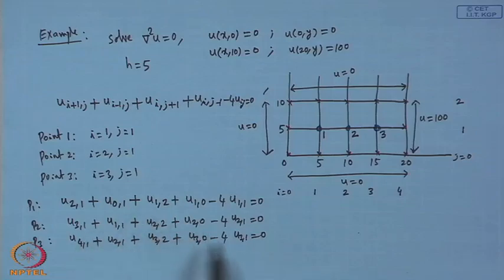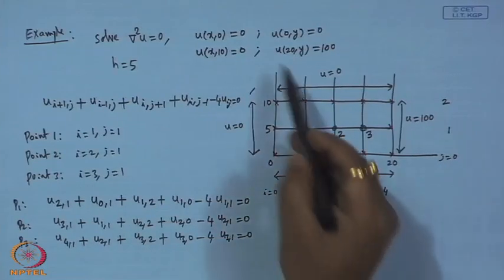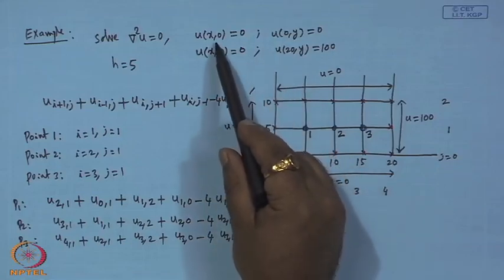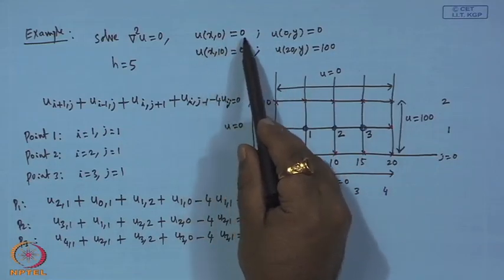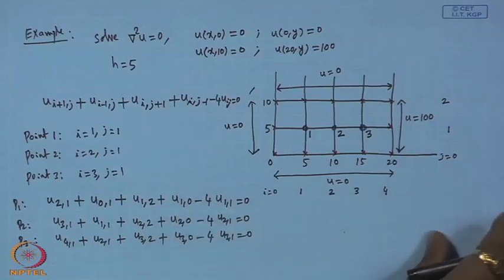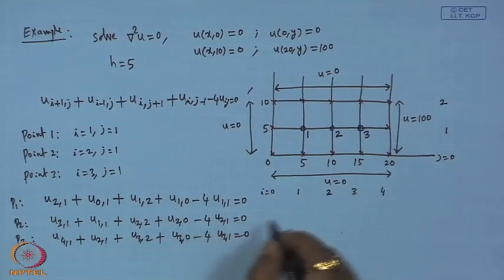So, now out of this we have to use this data. For example, if you consider this u I 0 is 0, so accordingly this will be 0, this will be 0, this will be 0. Okay. So, we have to use that.